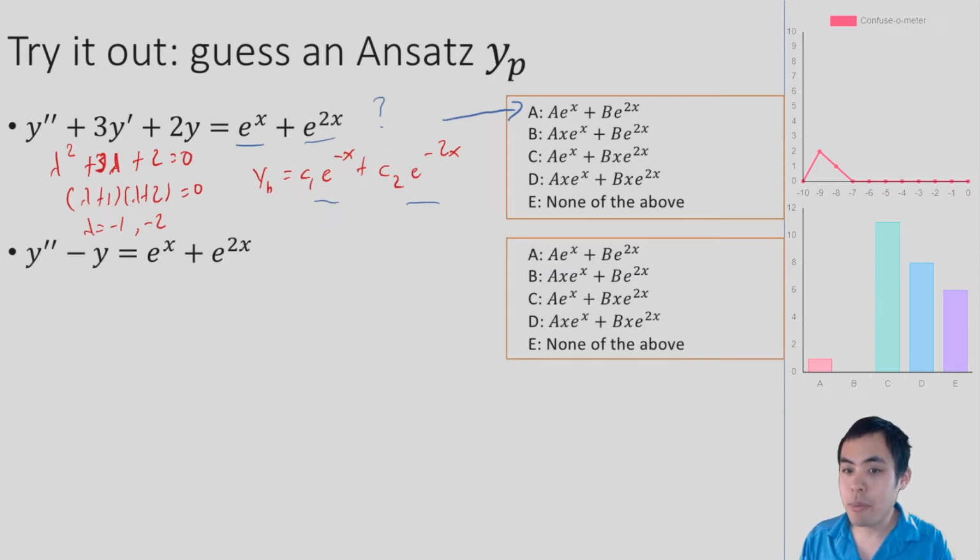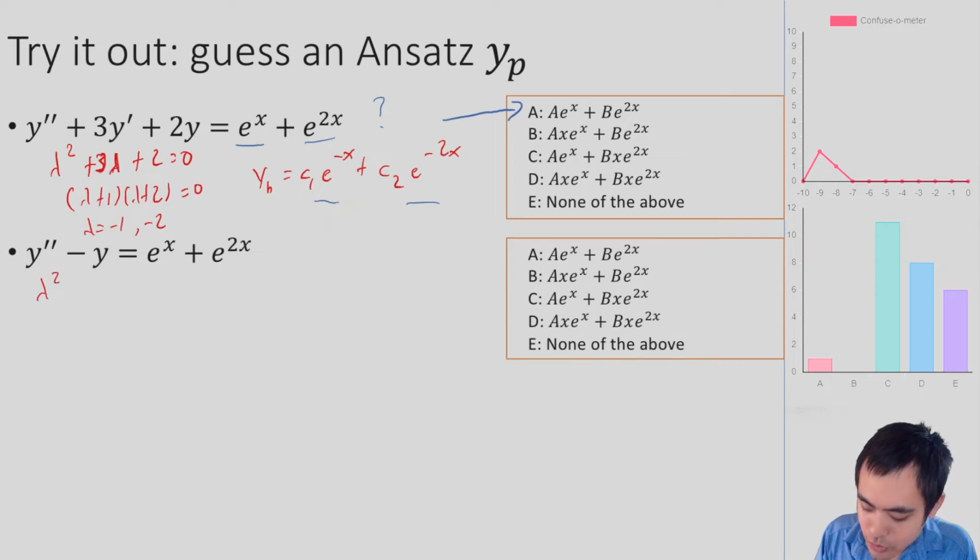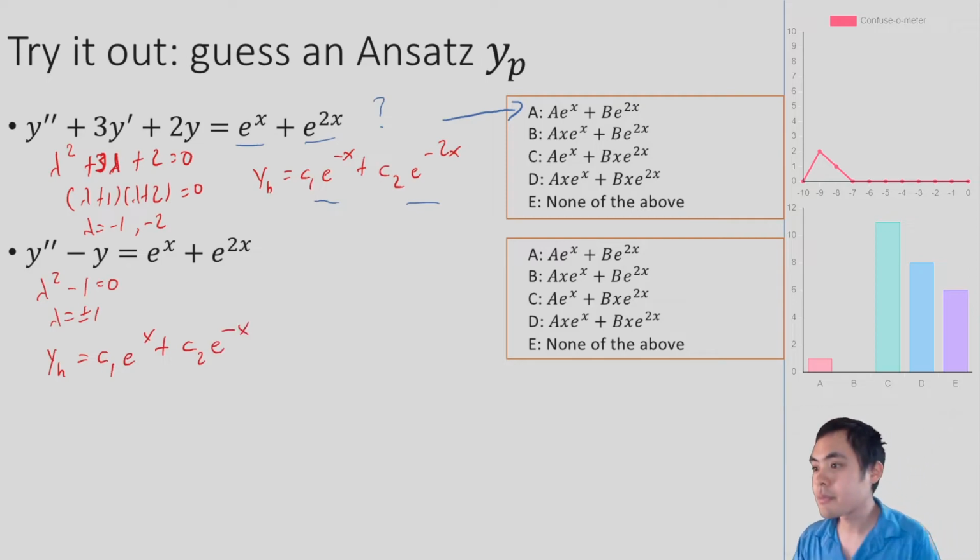So y double prime minus y is equal to e to the x plus e to the 2x. And again, we start by solving the homogeneous equation, lambda squared minus 1 is equal to 0. Lambda is equal to plus or minus 1. So the homogeneous solution is equal to c1 e to the x plus c2 e to the minus x. And now the question is, how many of these things match? If they match, you need to add an x in front of it. If they don't match, you don't do anything, and you just have the ordinary coefficient.